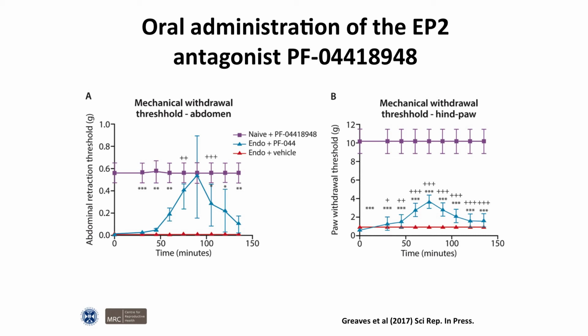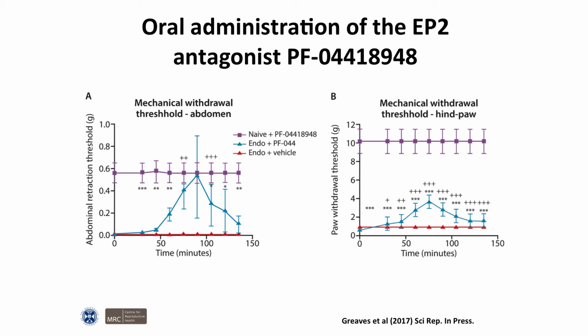So, sorry, I've not explained these groups very well. So we've got naive mice that were given the compounds, endometriosis mice with the vehicle, so these animals should have the lowest withdrawal thresholds, and then endometriosis mice that were given the compounds. So we could rescue this when filaments were applied to the abdomen, but it wasn't statistically significant when we applied filaments to the hind paw.